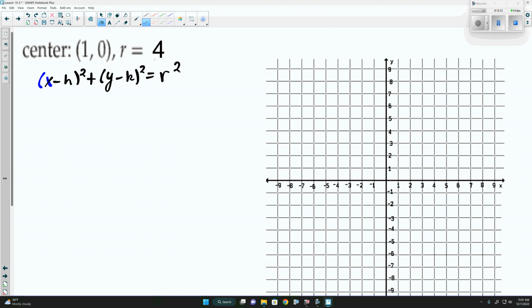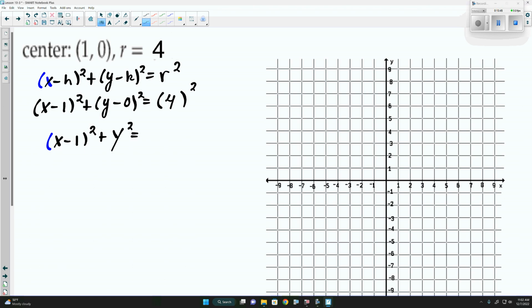h and k are the x and y value of the center. So we'd have (x minus 1) squared plus (y minus 0) squared is equal to the radius squared, and in this case, our radius is 4. So we plug the center in, we plug the radius. Now we can simplify this a little bit. The (x minus 1) squared is still going to stay the same. Plus, well, y minus 0 is just y, and we have it squared, so we'd have y squared is equal to 4 squared, which is 16. So there's our equation.